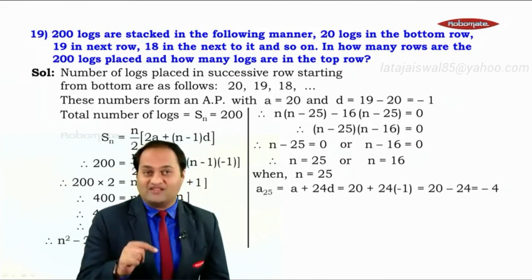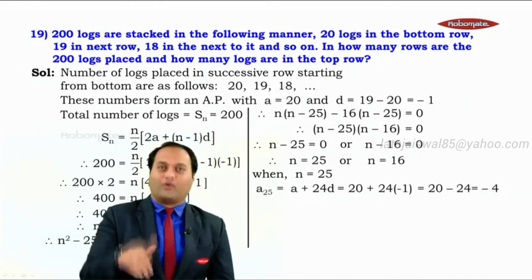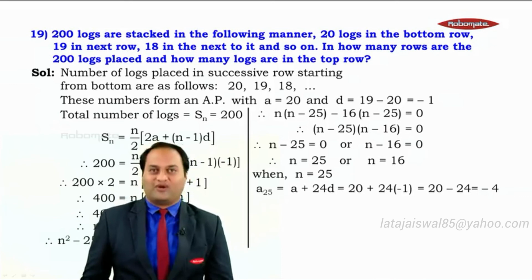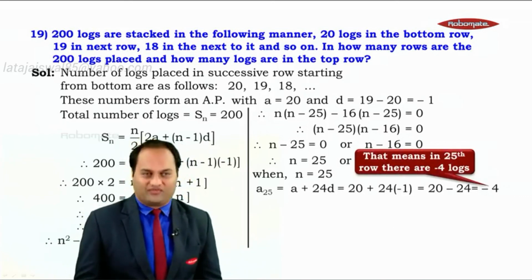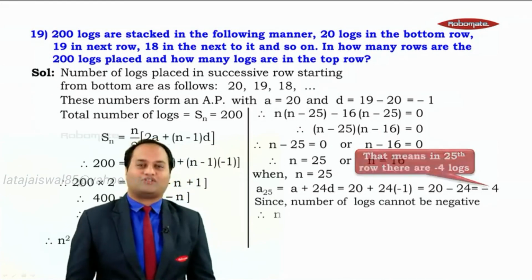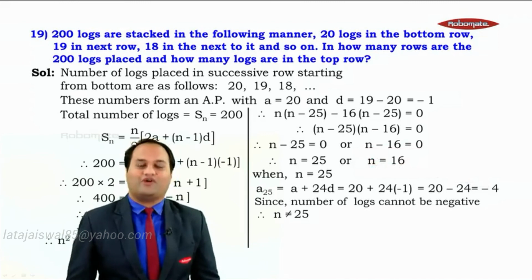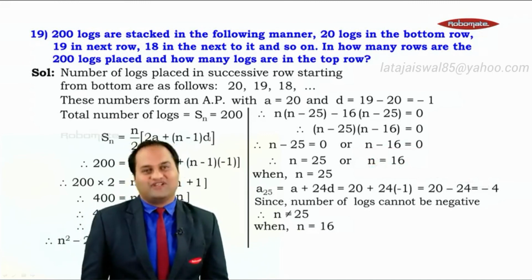Now when we take n is equal to 25, we get the number of logs in the 25th row as minus 4. But can the number of logs be negative? The number of logs cannot be negative, right? Minus 4 logs, not possible. Since the number of logs cannot be negative, n is not equal to 25. So what is n equal to? n is equal to 16.